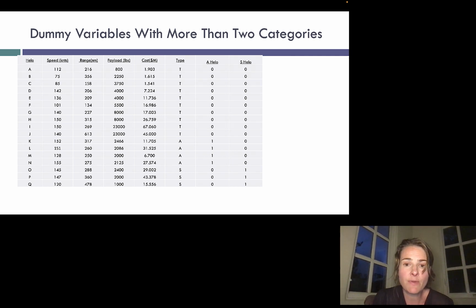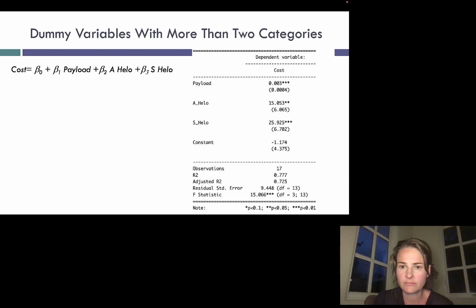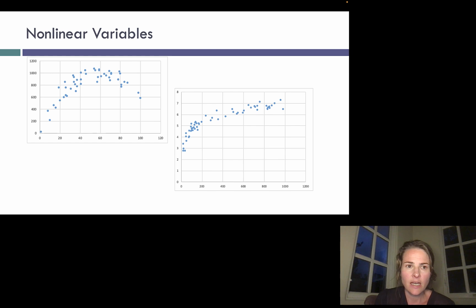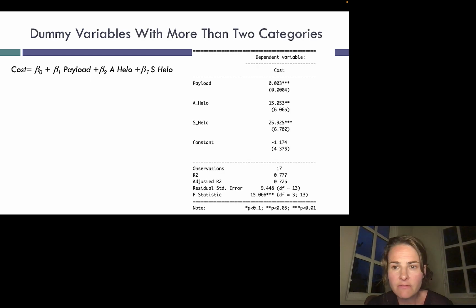So essentially, if we want to estimate something about a transport helicopter, we're going to set both of those to 0. If we want to estimate something about a search and rescue or an attack helicopter, we're going to set the relevant categories to 1. So here you go. Here's a picture of our output and our equation, and we can use that again to estimate whatever we want to estimate.